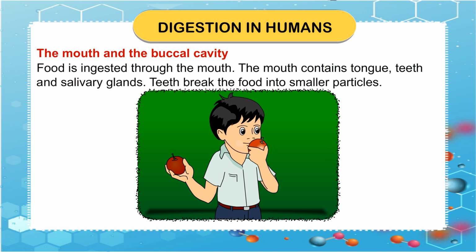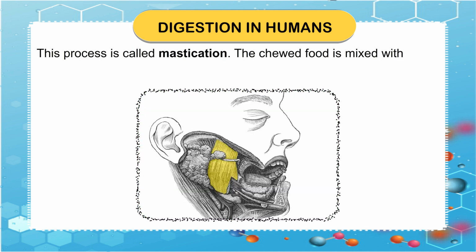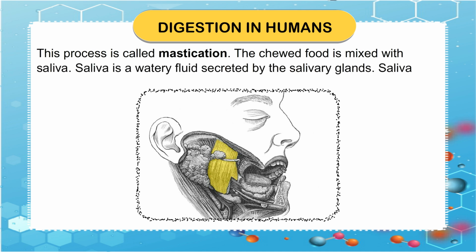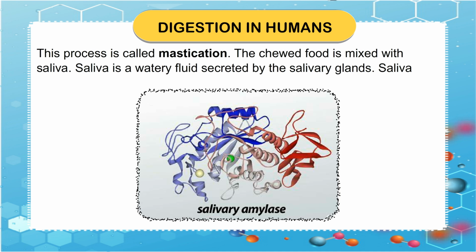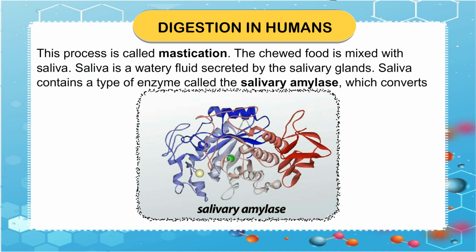Teeth break the food into smaller particles. This process is called mastication. The chewed food is mixed with saliva. Saliva is a watery fluid secreted by the salivary glands. Saliva contains a type of enzyme called salivary amylase, which converts starch into sugar.